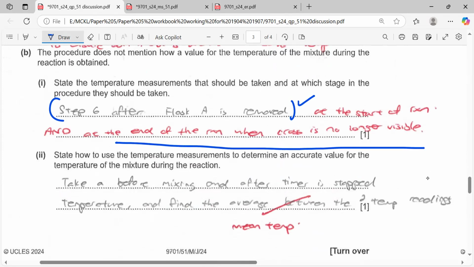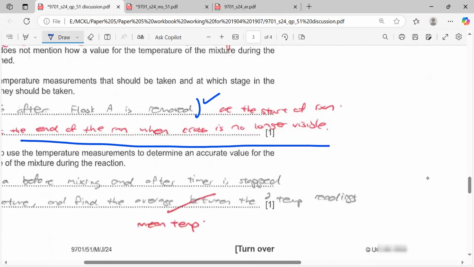So part B2: state how to use the temperature measurements to determine an accurate value for the temperature of the mixture during the reaction. Okay, so I said take a temperature before mixing and after the timer is stopped. So that means before and after, and find the average. So they say mean temperature. Okay, so it's quite straightforward.